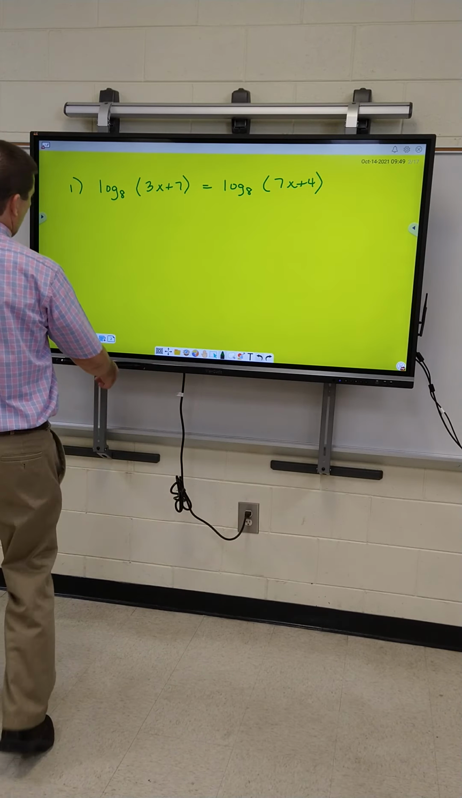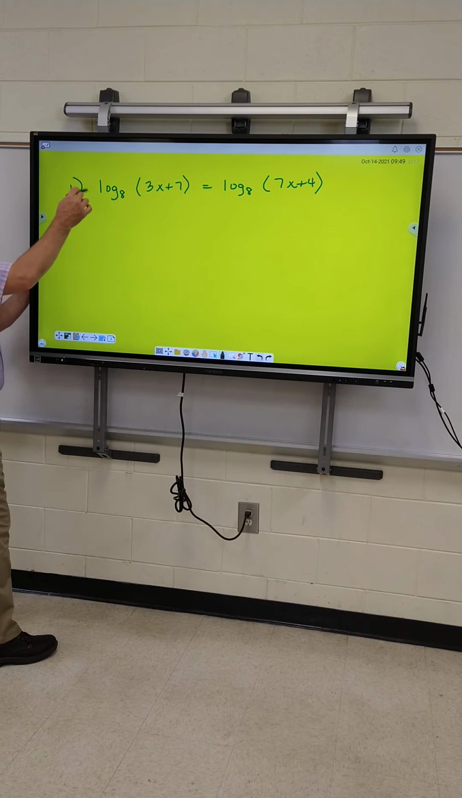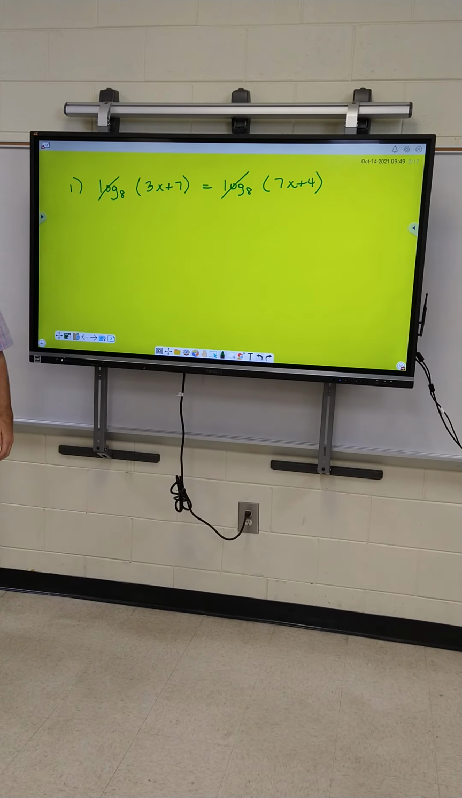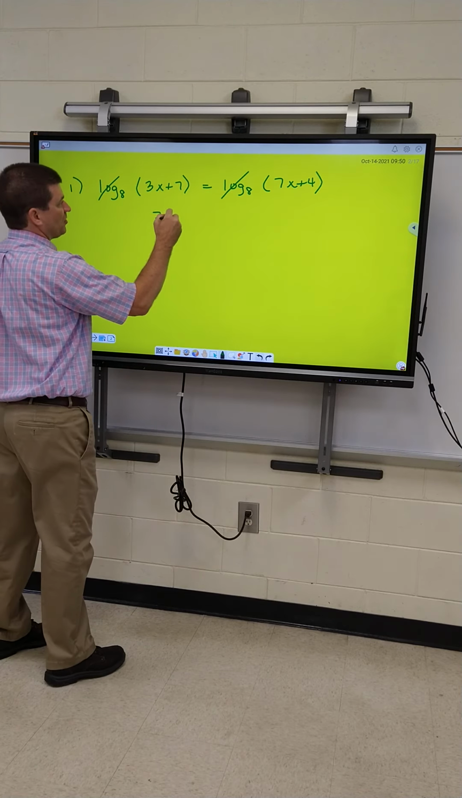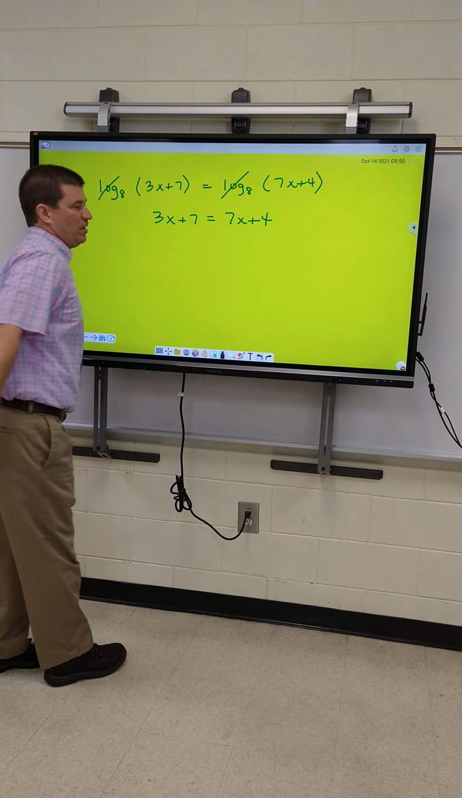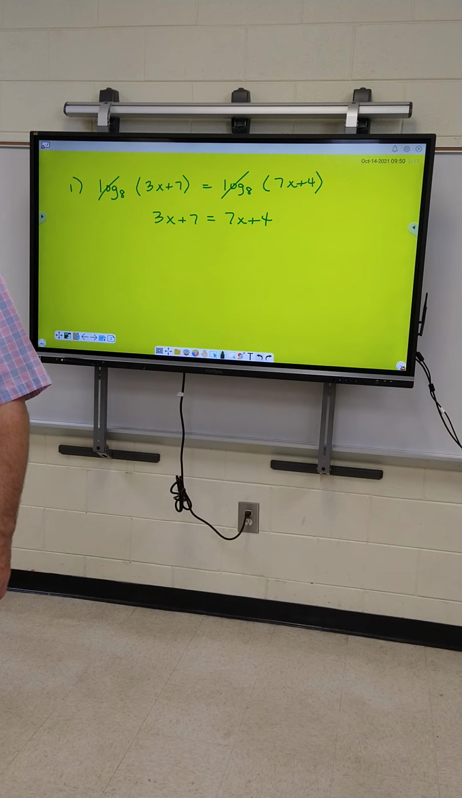All right, as long as you have the same base, you can just mark them out. Now we'll have some later where they don't have the same base. So it's easy as long as they have the same base. All you have to do is bring down 3x plus 7 equals 7x plus 4. Y'all solve that now for x and you should get a fraction.